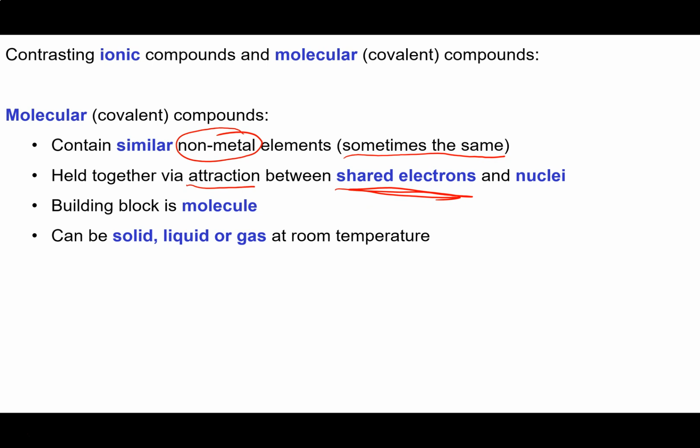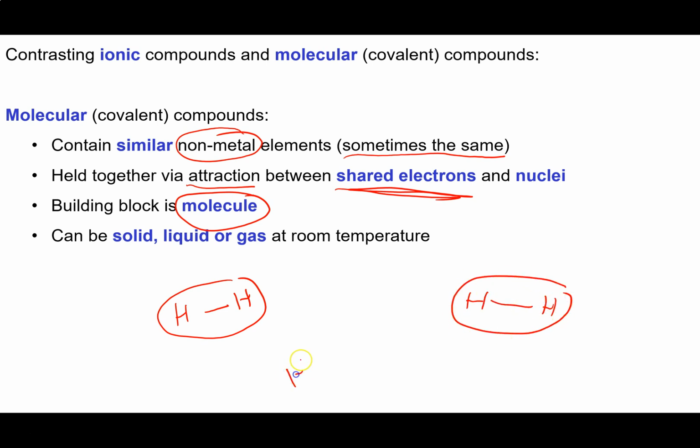Now, molecular compounds don't consist of an infinite array of atoms bound to one another in all directions. They consist of discrete molecules. So we might have a hydrogen molecule over here, and a hydrogen molecule over here, and a hydrogen molecule over here. And these hydrogen molecules can be moving around, doing their own thing, barely interacting with each other.